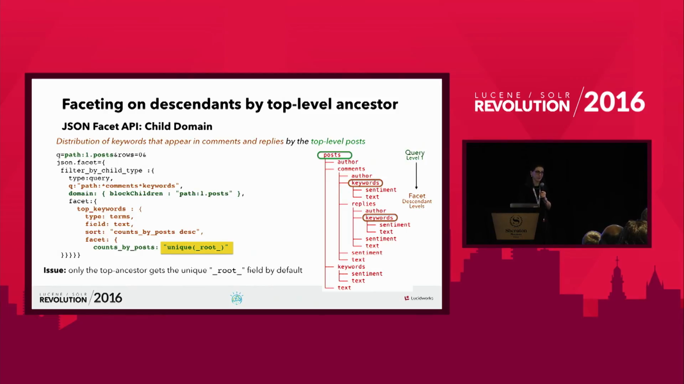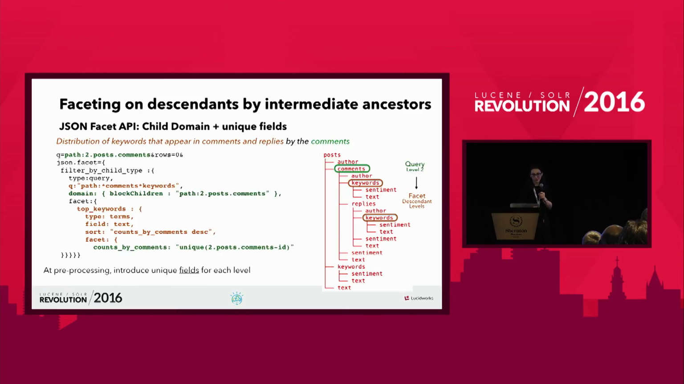So if we really need to do this, it brings us some natural queries, like the distribution of keywords that appear in comments and replies by comments. We can do so, but in the pre-processing step, when we introduce that path field and some IDs, we only need to generate unique fields for each that would specify whole branches and pass them throughout the branch.